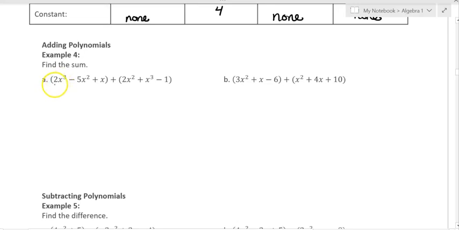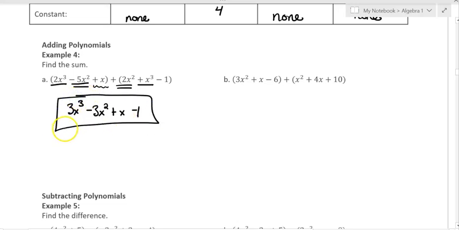So looking through here, the highest power is this 2x to the 3rd plus x to the 3rd. 2x to the 3rd plus x to the 3rd makes 3x to the 3rd. Now do your x squareds. So here is negative 5x squared plus 2x squared. Negative 5 plus 2 is negative 3x squared. Then do your x's. There's only this one x right here, and there's no other x, so just plus x. And then your constant, minus 1. And then your answer is already in standard form, so you don't have to rearrange it.